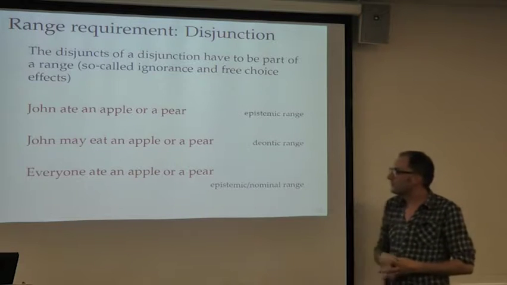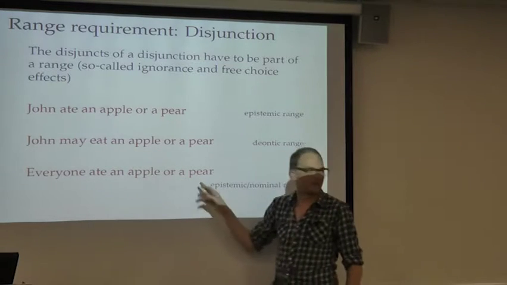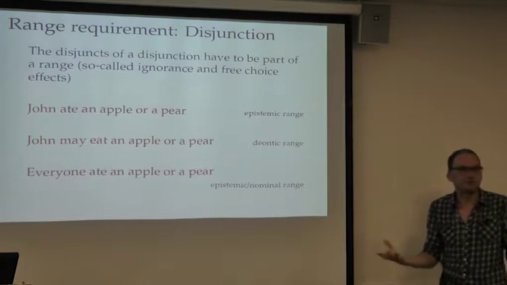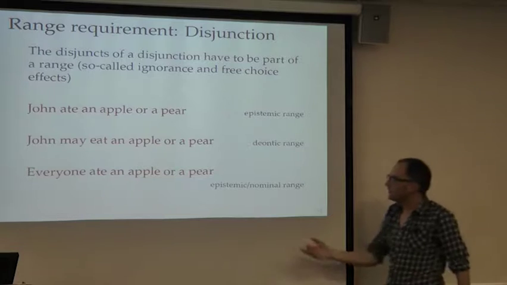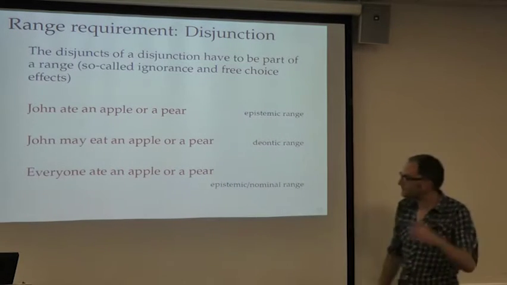Similarly, with the universal quantifier, everybody ate an apple or a pear. That could mean that you line everybody up and you simply write down what they ate. And then you get a list of things. And that range is going to be this and this. So again, you have some sort of range here, and that range then reflects the quantification here.